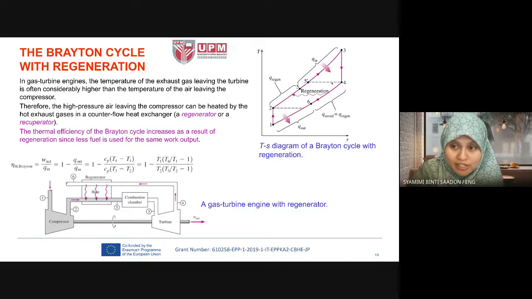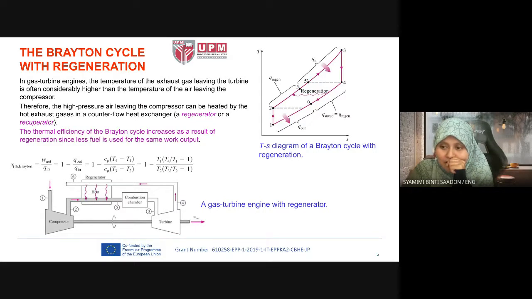Otherwise, we use the heat of the exhaust gas to heat up the air leaving the compressor a bit by regenerating it, so we save the Q in. So 4 to 6 is somehow the Q save, the Q that we save. So the thermal efficiency will be better, hopefully.